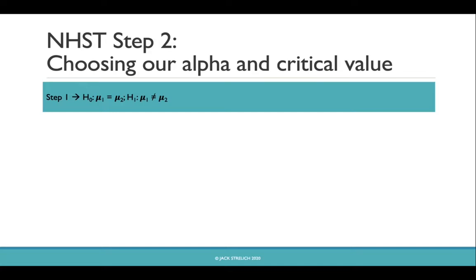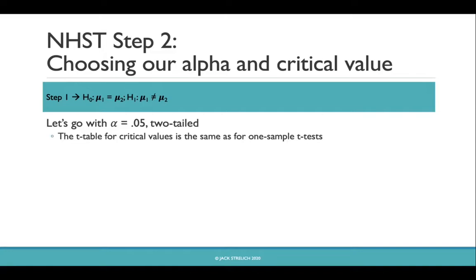Now that we have our hypotheses, as we see in the little blue box here at the top, we'll go ahead and choose our alpha and our critical value. Let's go with an alpha of 0.05, two-tailed. Easy enough. So now that we have our alpha, we need to figure out the corresponding critical t-value.